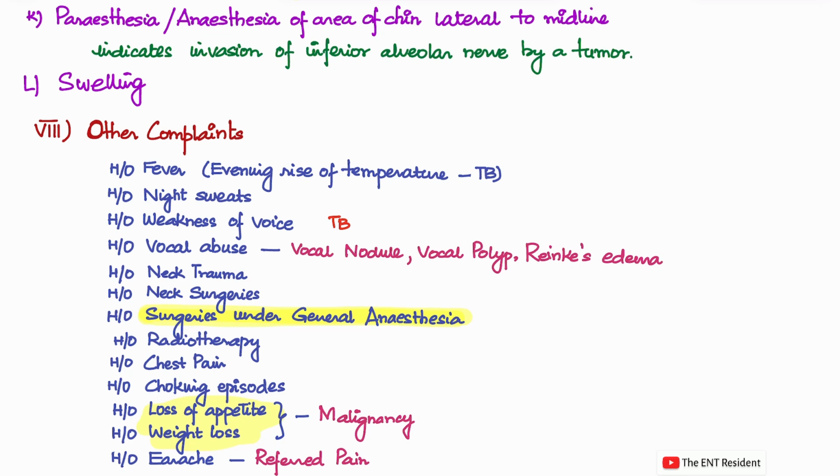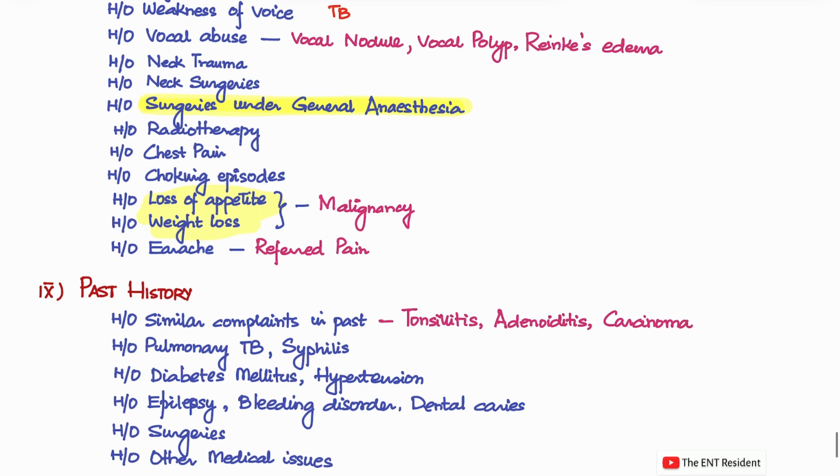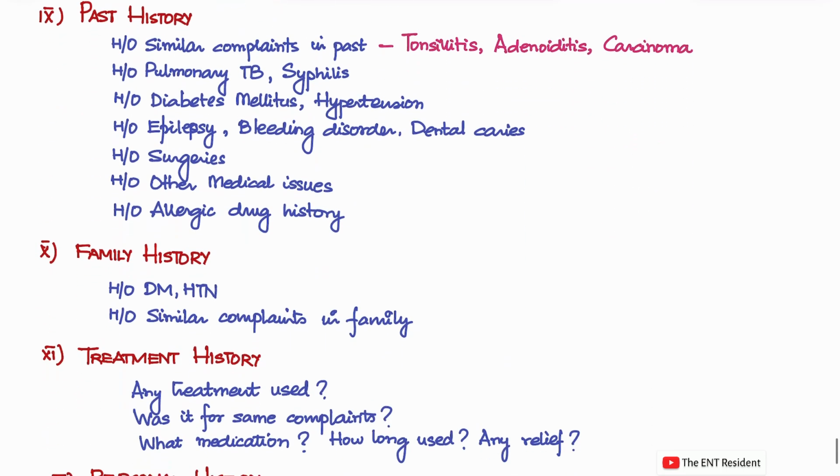Next, we will talk about past history. You should ask the patient if there is any history of similar complaints in the past, because such complaints will help in diagnosis in a lot of cases. For example, before you decide to do tonsillectomy in a case of chronic tonsillitis, you have to first see how many episodes your patient has had before, or in cases of adenoiditis, there is a history of similar complaints, or a history of carcinoma. There can be recurrent carcinoma.